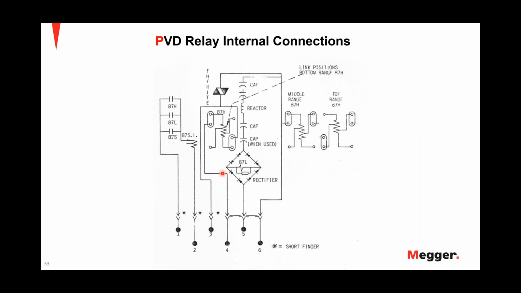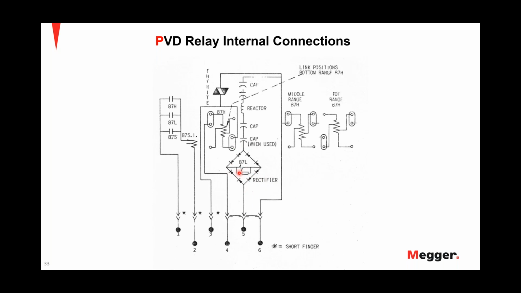So this slide shows the internal connections of this relay. This relay basically has 2 operating units. The first one is the 87L, as you can see here, and the second one is 87H. The 87L unit is the instantaneous voltage unit, which has a high impedance operating coil connected across a rectifier here.